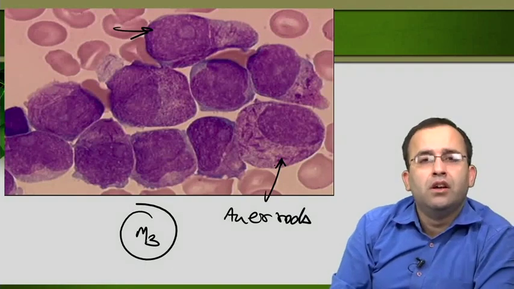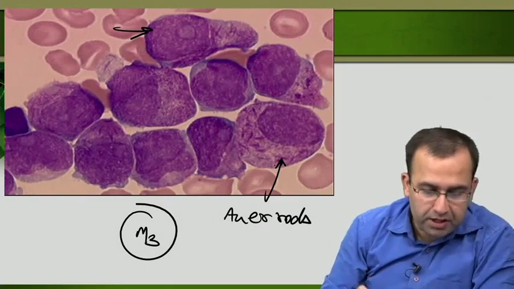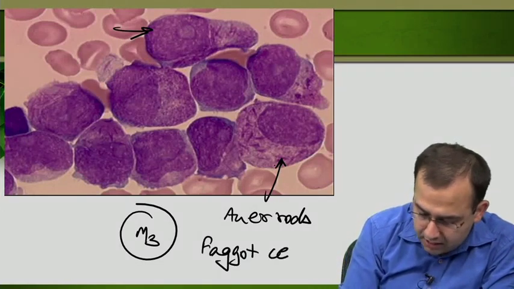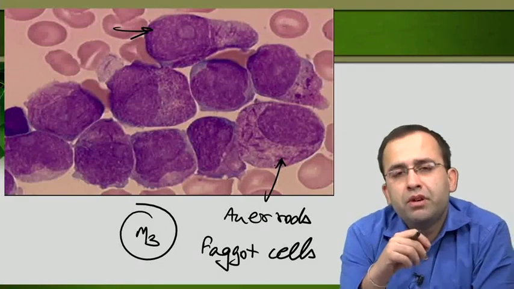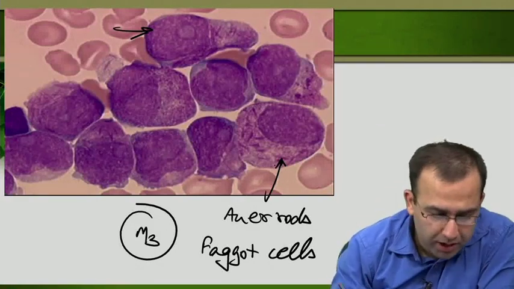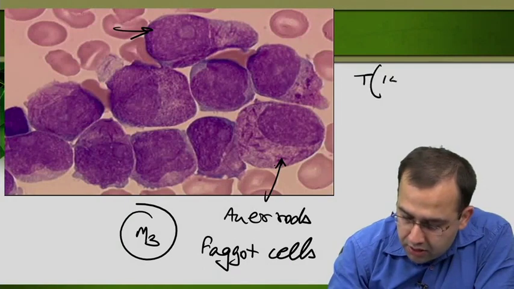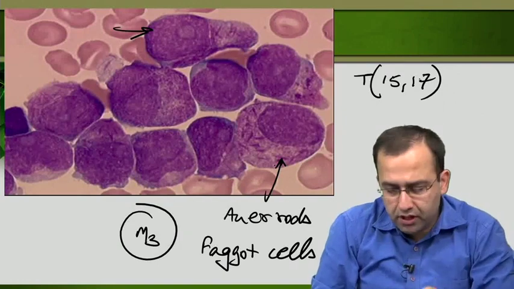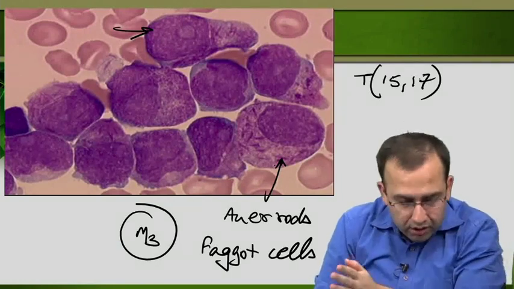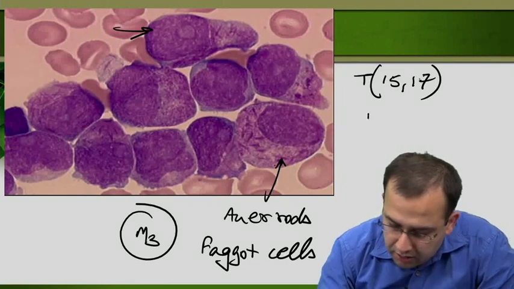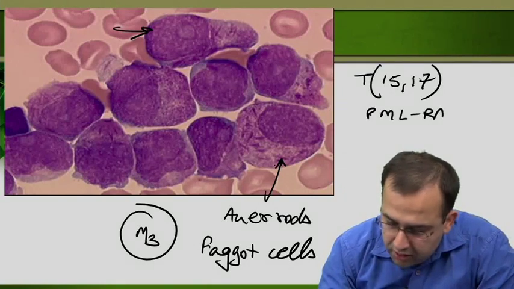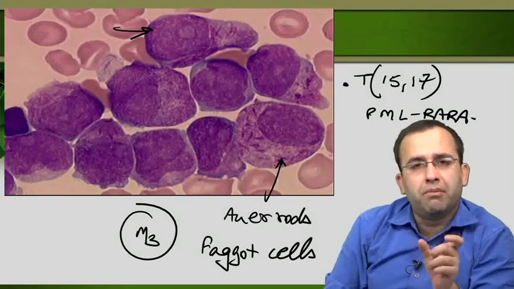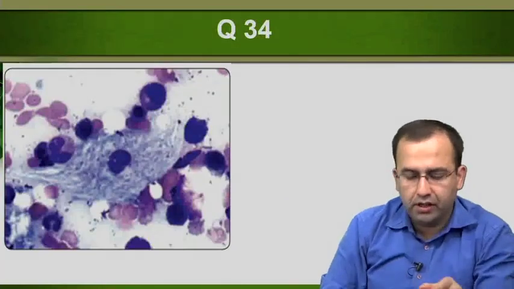Diagnosis M3. Please do not call this M4, but M3. Diagnosis M3. And such cells are called faggot cells. Which is the most common translocation in M3? Translocation 15;17. So when the question comes on this, they will not just ask you the diagnosis M3, fair enough. Translocation seen in this is translocation 15;17, fusion transcript PML-RARA. This is M3.